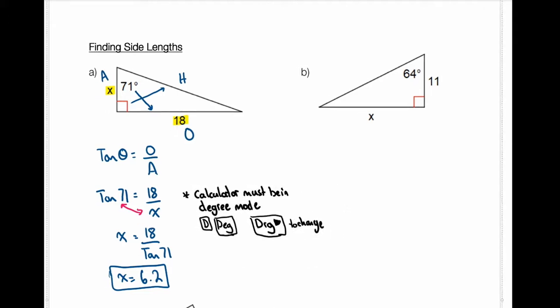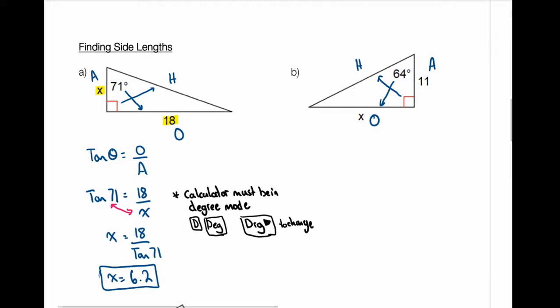In example B, same idea. Let's label our sides. Across from 90 degrees is our hypotenuse. I see my reference angle is 64, so across from that is my opposite. 11 is my adjacent because it's beside my reference angle, and it's the last side that I have to label.